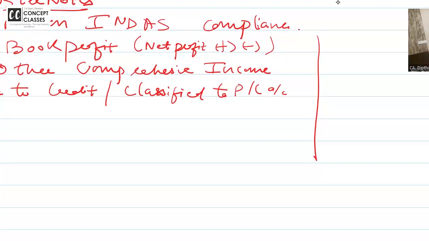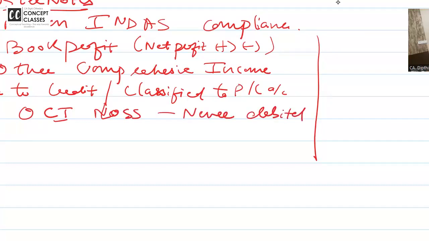Same way, the less of it. Other comprehensive income, some loss is there, never debited to the P&L account. Some loss which we will never debit to the P&L account. So now only you debit it and pay.